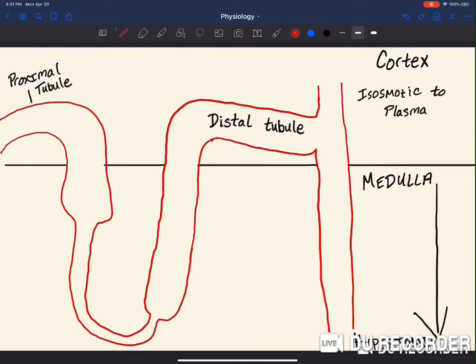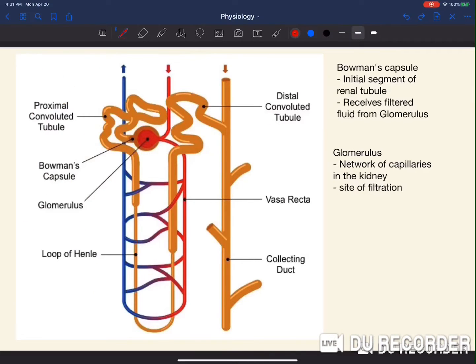Okay, so we're going to start here. And we're just going to kind of go over real quick our nephron anatomy.